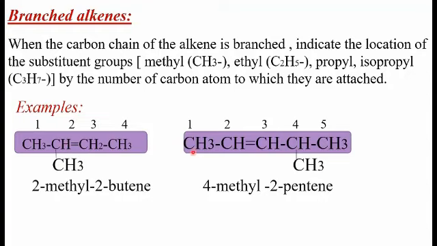Here I want to begin numbering nearer to the double covalent bond, so from here, and we have a methyl group on the fourth carbon atom. So the nomenclature is 4-methyl-2-pentene.